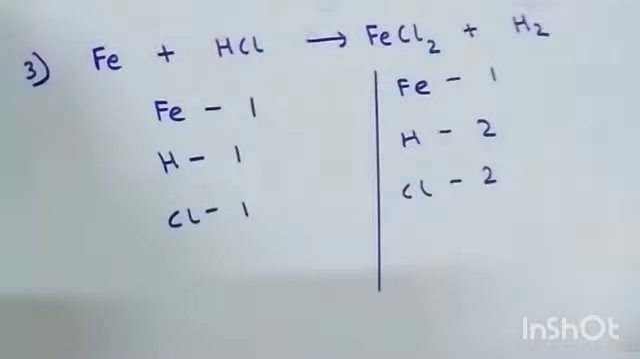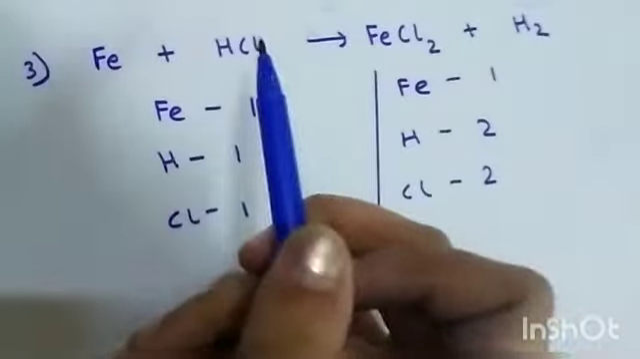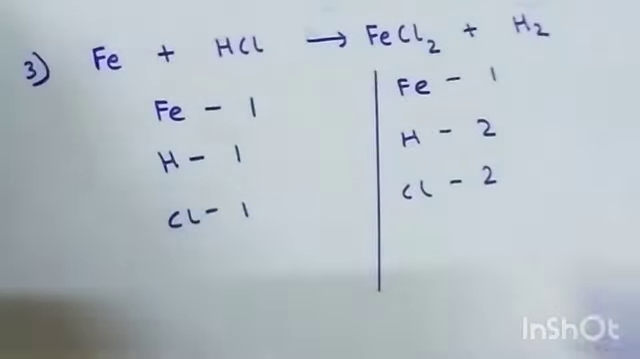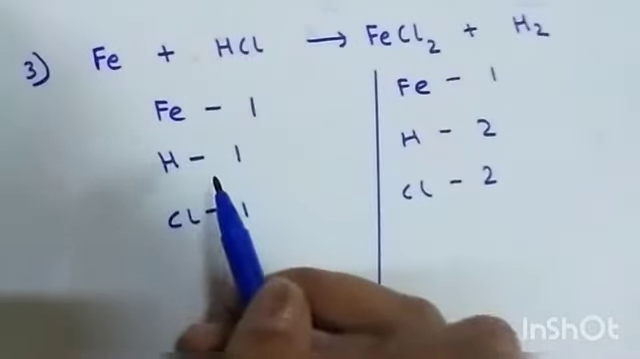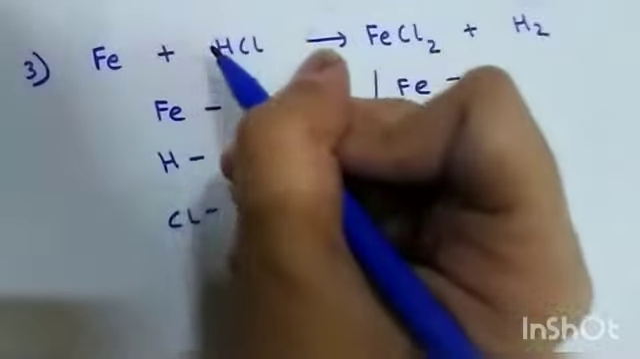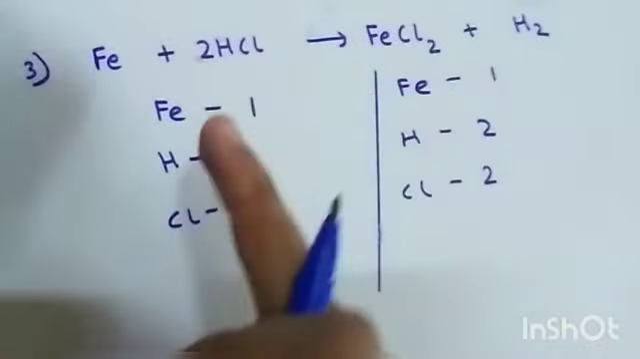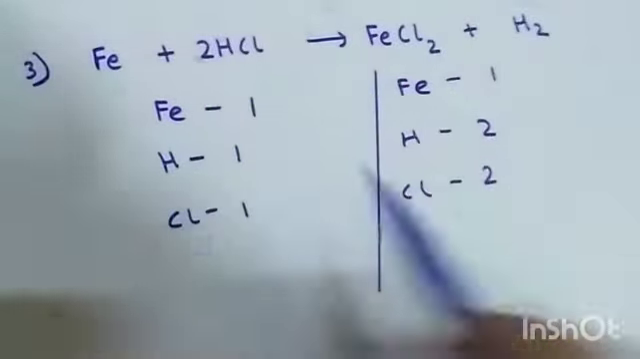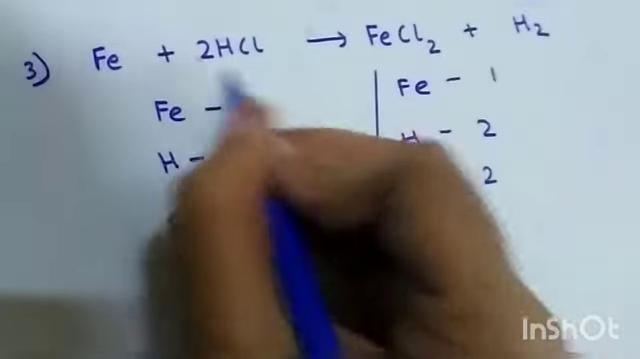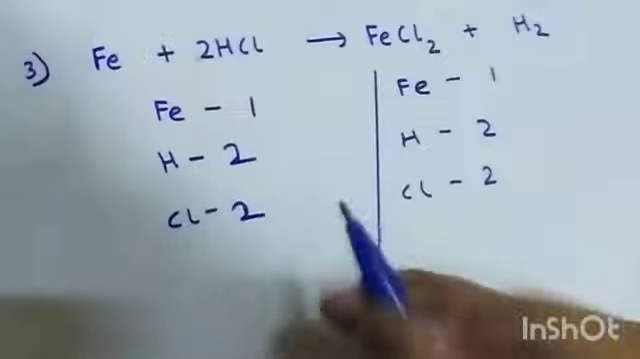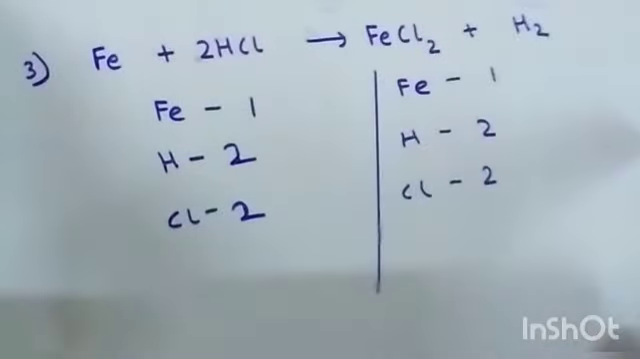Now what was the third step? Change the coefficients or multiply to balance, right? So how will we balance it? If H is 1 over here, we have to make it H2, so multiply by 2, giving 2HCl. Now is it balanced? H will become 2, Cl will also become 2, so the reaction is balanced.